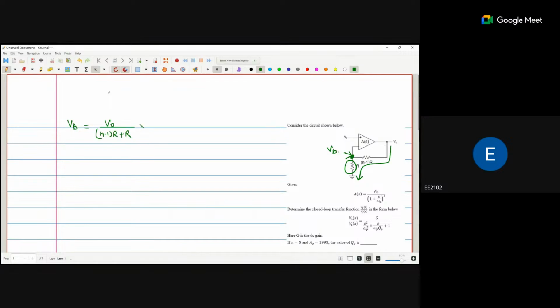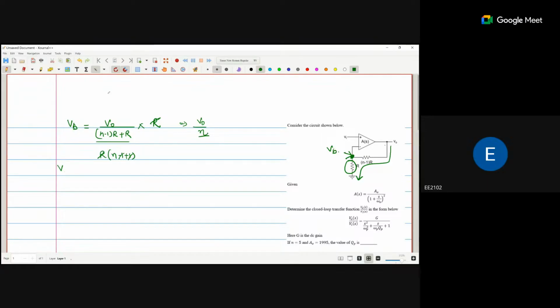This is the current, and if the current passes through this resistor, the voltage drop across this resistor is R. You can apply the voltage divider anyway. Now R and R will be common, so I just put it as V naught upon N. If I take R as a common from here, that is N minus 1 plus 1, this R will be cancelled out, and N minus 1 plus 1 gives N.